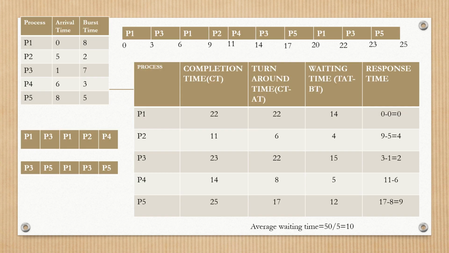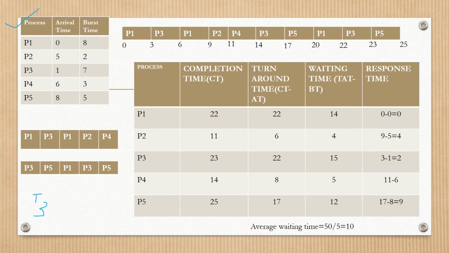In these types of questions, they give a table containing the process, arrival time, and burst time. And for round robin scheduling, the question also gives a time quantum. Here we are taking a time quantum of 3 units. Usually the question itself gives the time quantum.